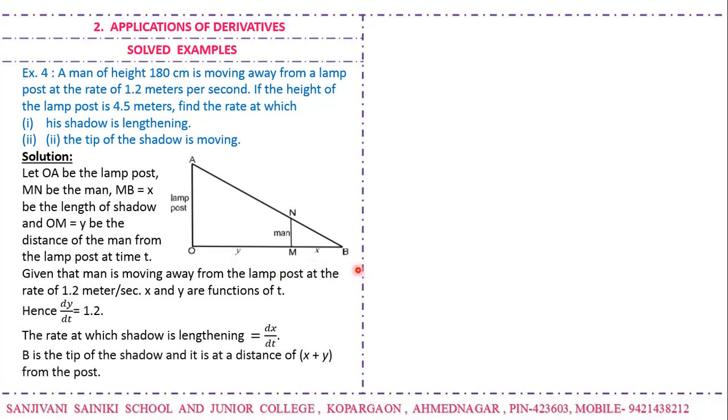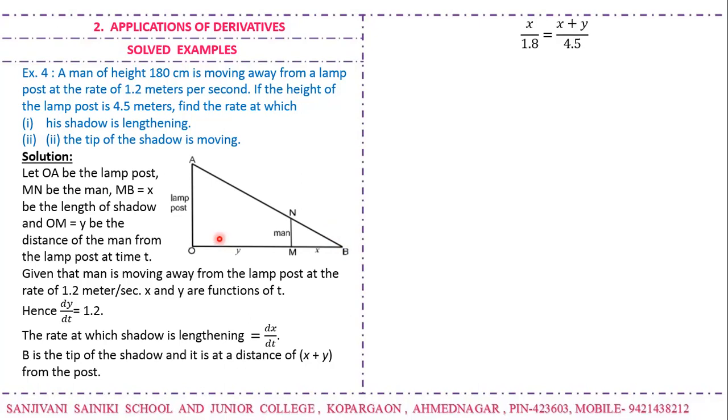So dx by dt is the rate of change of x with respect to t. And what is B? B is the tip of the shadow, the end of the shadow. Its distance from the lamp post is x plus y, the distance of the tip of the shadow from this lamp post.